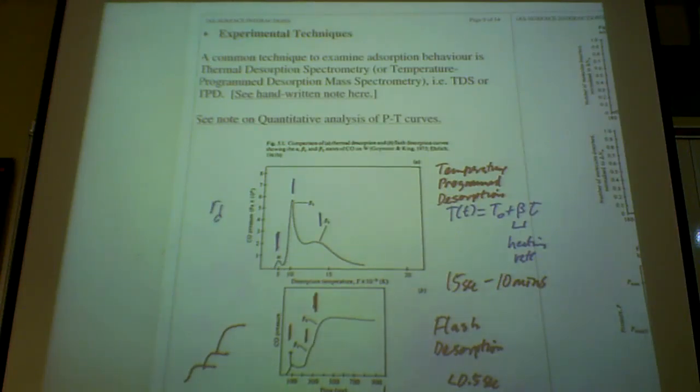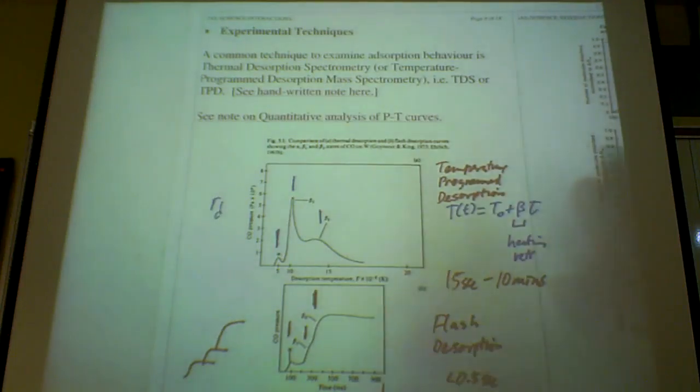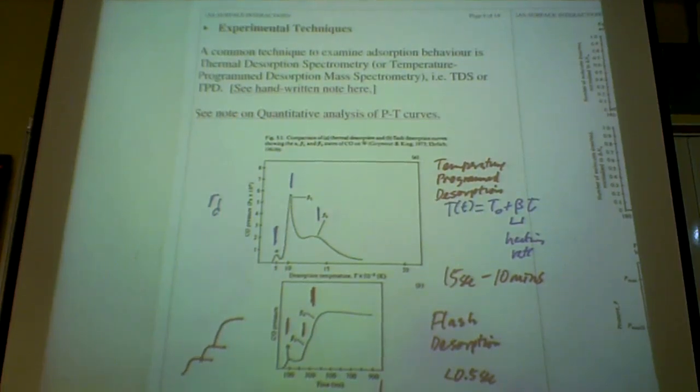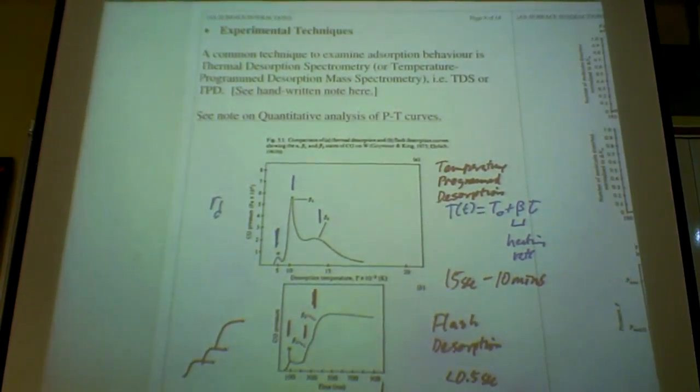Okay? So I'm going to stop here today. We have teaching evaluation to do today. Next day I'm going to talk about the process of looking at these desorption, and then we'll talk a little bit about the fun thing about chemistry and catalysis with this.